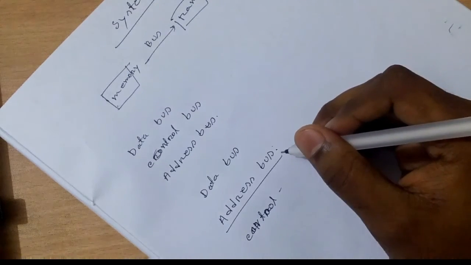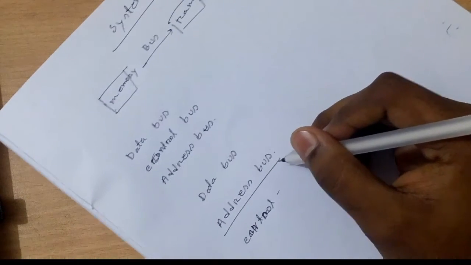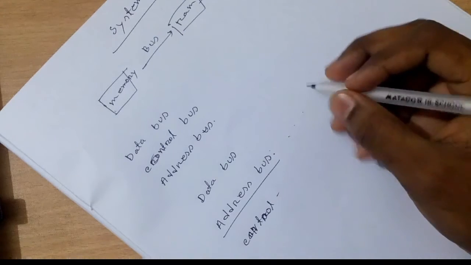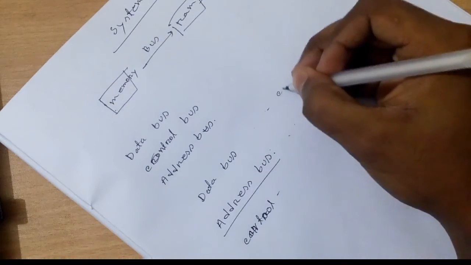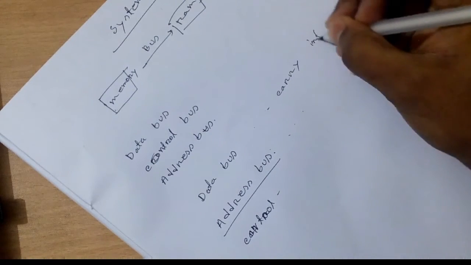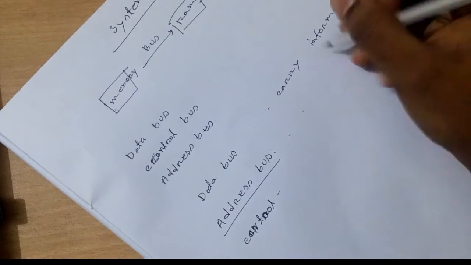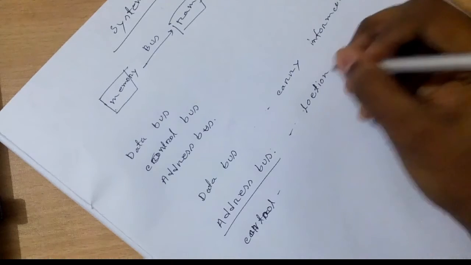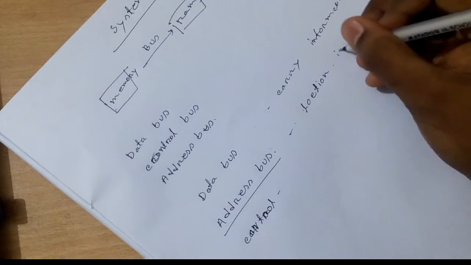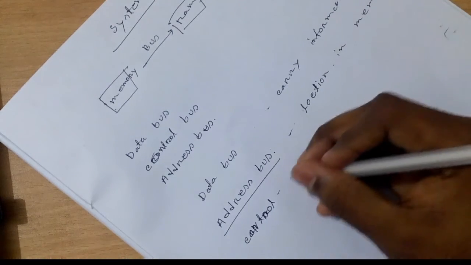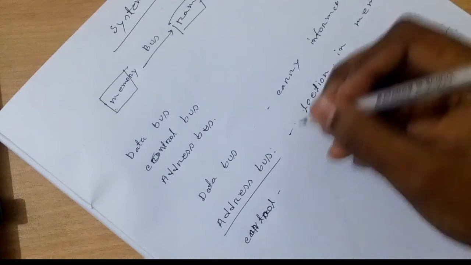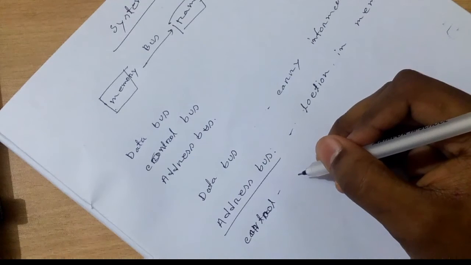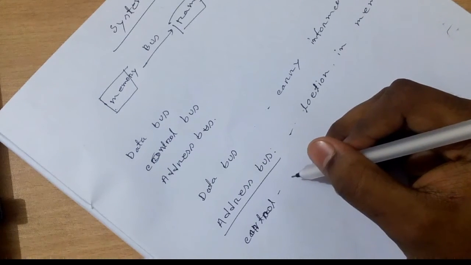The control bus controls where the data is stored, and the address bus locates that address, and the data bus carries all the information. The control bus decides at which time and where, and the address bus locates the data or information.